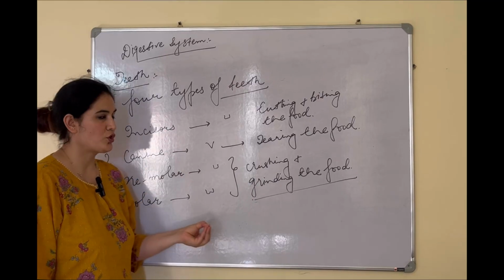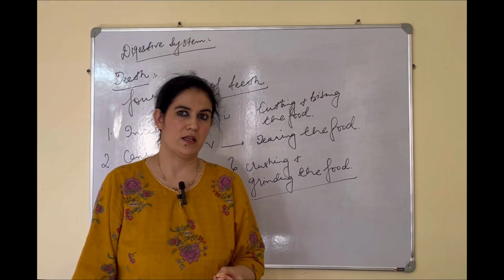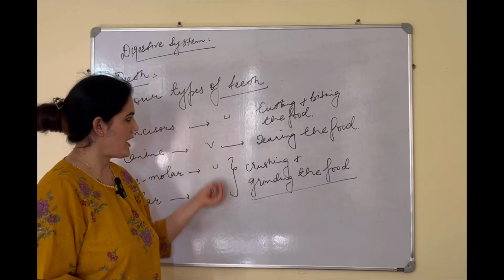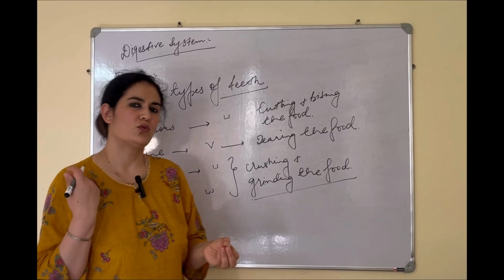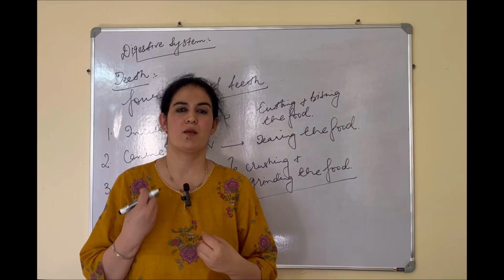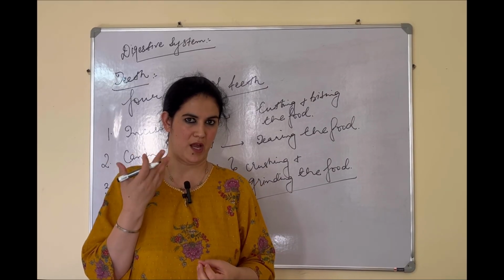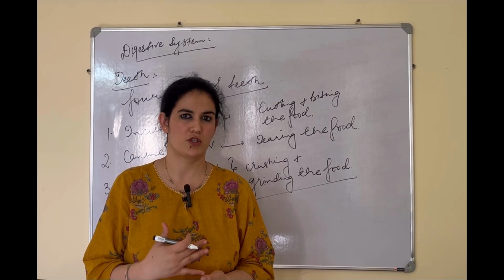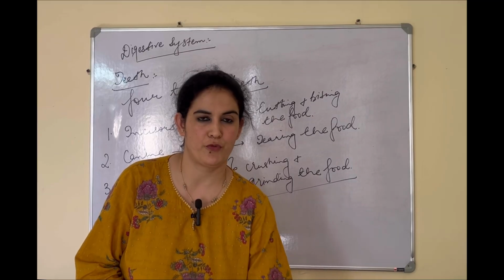So these are the four types of teeth basically, and what are their functions? I have noted it down. So these premolars and molars are basically used for, you know, whenever we take a bite of the food, we usually chew at the back side. So they are used for crushing and mixing of the food.